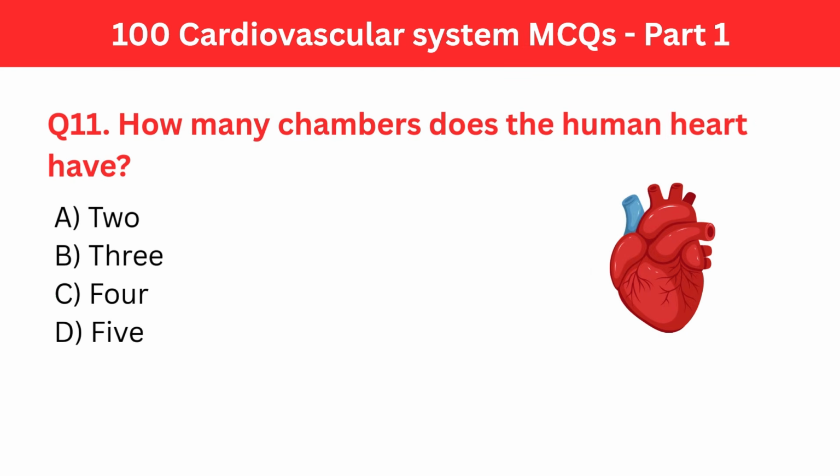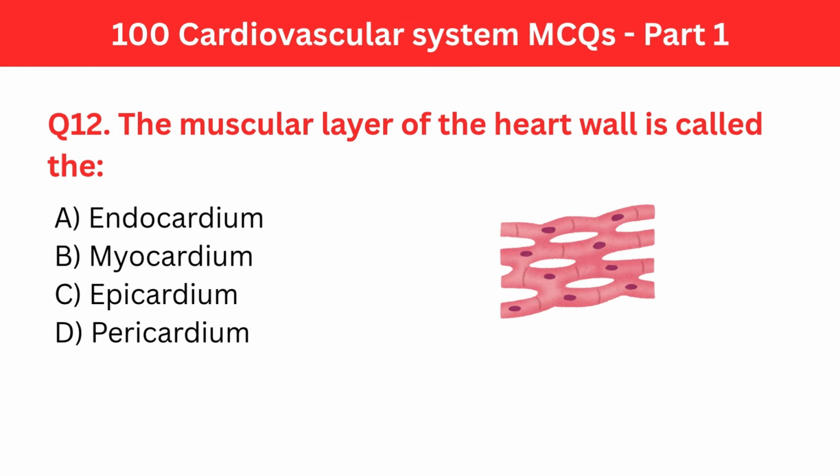How many chambers does the human heart have? The right option is C. 4 chambers. Question number 12.